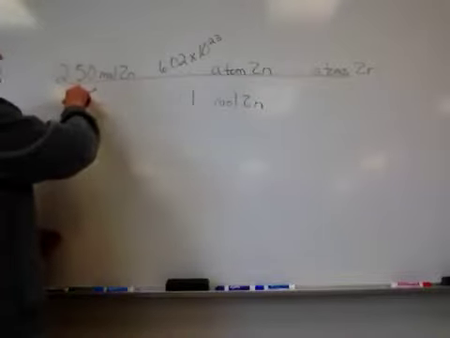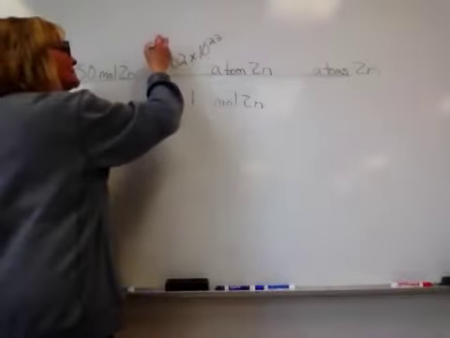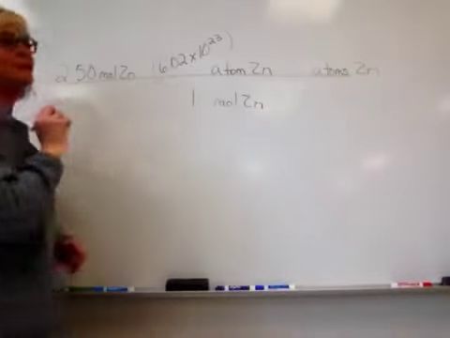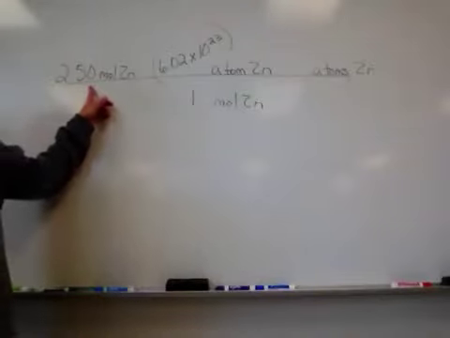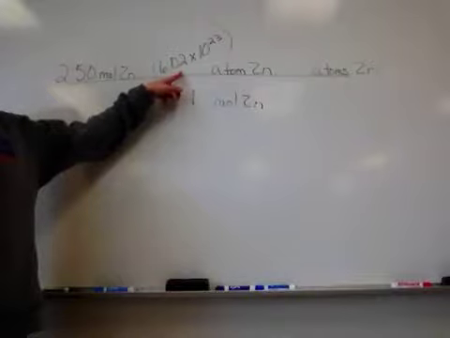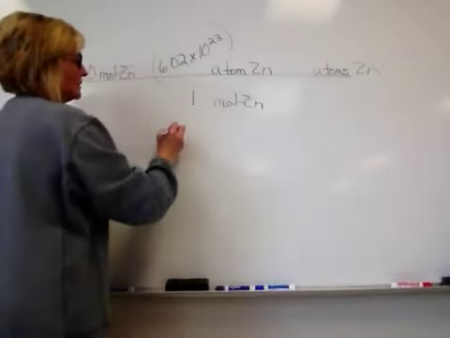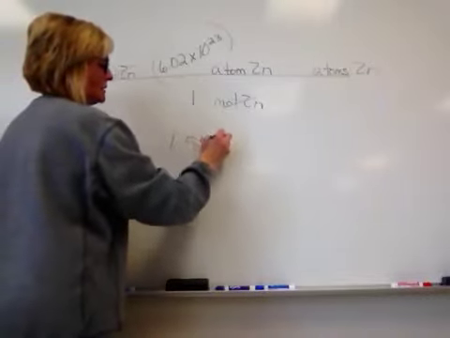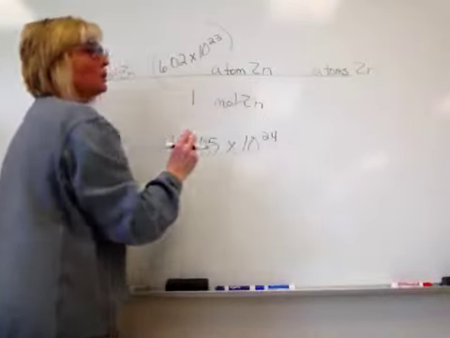So I want you to type 2.50 times. Oftentimes you'll have to put that in parentheses to get the correct answer. So if I take 2.50 times 6.02 times 10 to the 23rd, what do I get? 1.505 times 10 to the 24th.